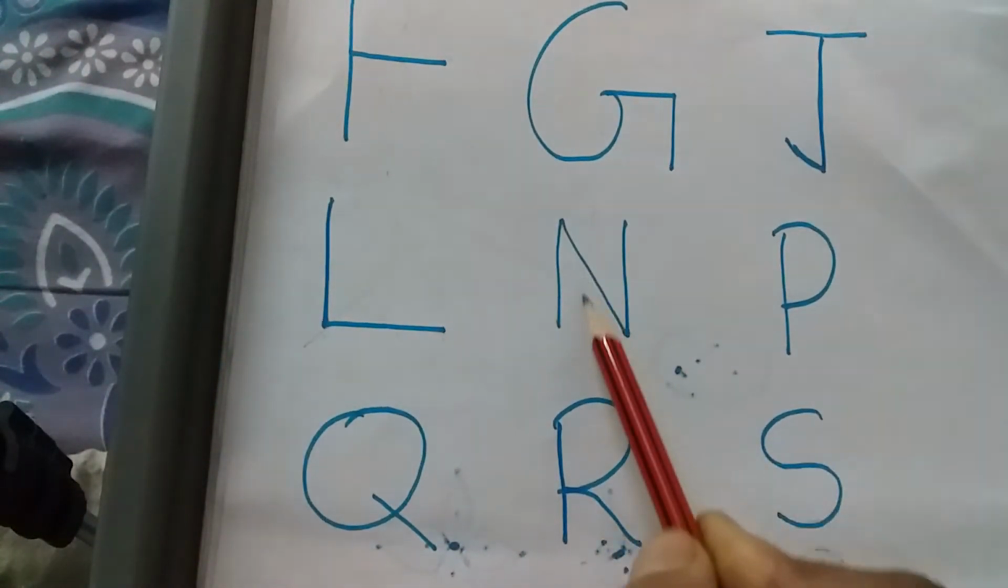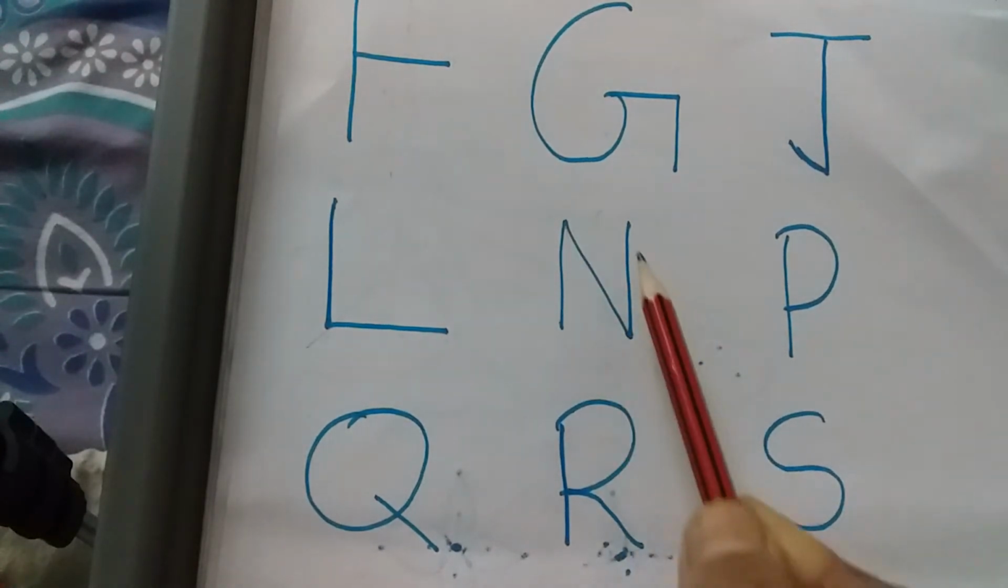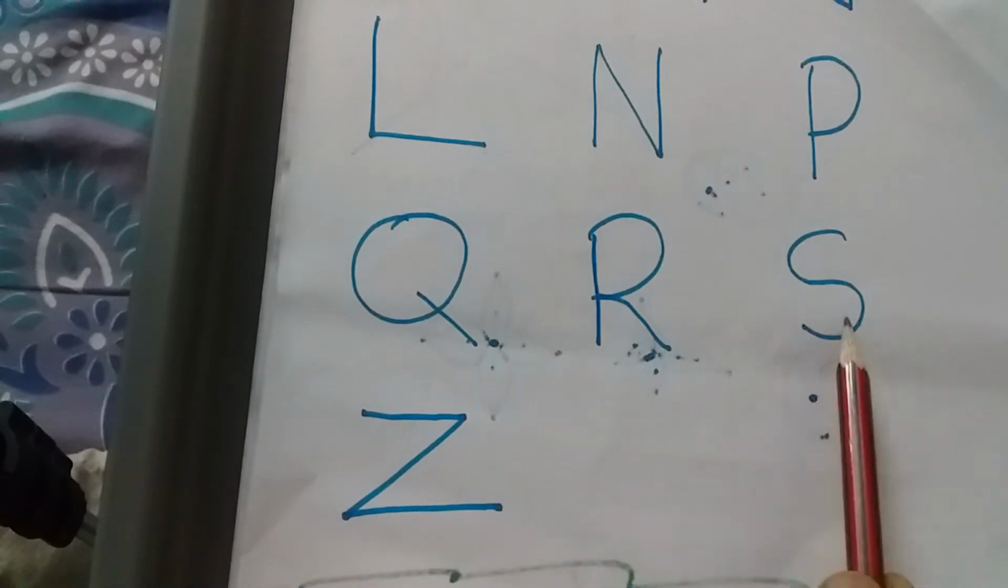Suppose you have a line and you fold it, this line will not match with this line. Even N has no line of symmetry because this is looking down and this is looking up. And P, no line of symmetry. Q, R, S, Z, all these letters, they don't have a line of symmetry.